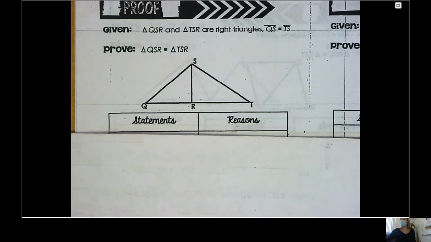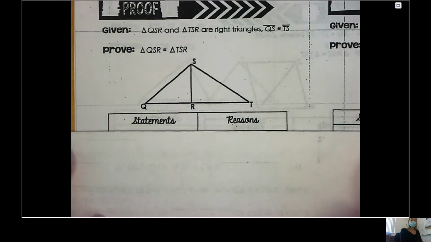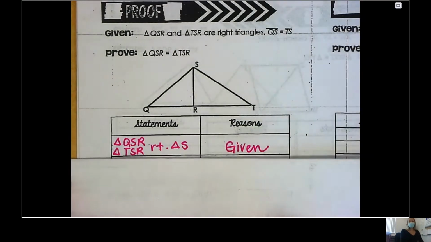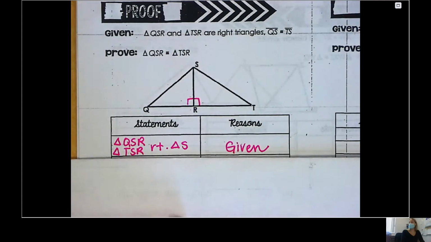All right, let's take a look at that picture there. So who can raise their hand and tell me what their very first statement was? First statement and first reason. Lorenzo, what'd you got? And what was your reason? Given. Beautiful. There's a statement. What should you mark in your picture, Lorenzo? A right angle. Where? Right in the middle. Good. Two right angles. Fantastic.